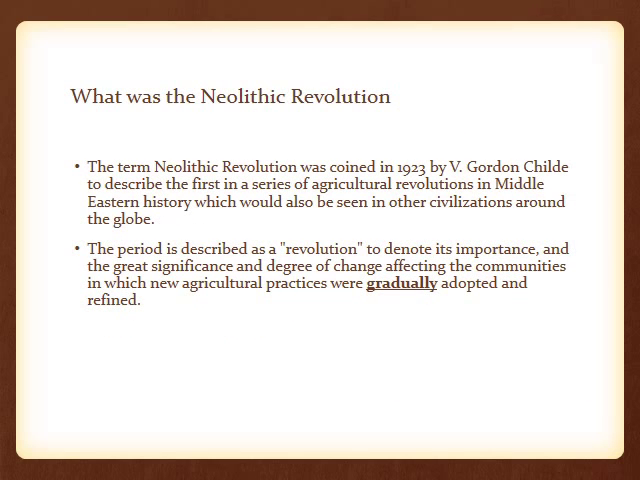The term Neolithic Revolution was coined in 1923 by V. Gordon Childe to describe the first in a series of agricultural revolutions that started in the Middle East somewhere around 8000 BCE. But we can also see these in civilizations all over the globe. This period is described as a revolution not because it occurred very quickly, but because of its importance, its magnitude, and because of the great significance and degree of change that affected the communities where these new agricultural practices would be gradually adopted and refined.